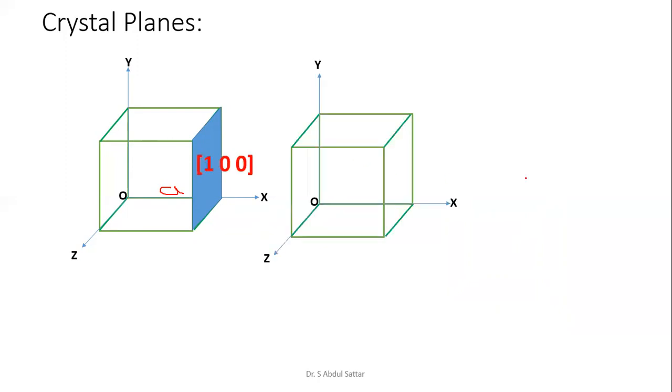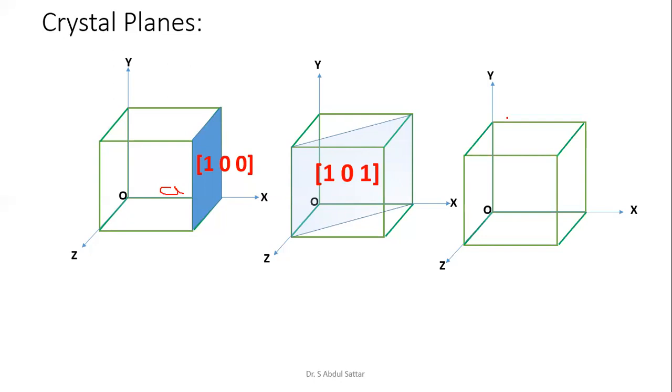And if you take this plane here, it is parallel to the y-axis. So the Miller index corresponding to y is 0, the x-intercept is A, and the z-intercept is C. So A by A is 1, C by C is 1. The reciprocal of 1 is 1, the reciprocal of 1 is 1, and here the index is 0. So this plane is (1 0 1). And if you take this one, the intercepts are A, B, C, so dividing by A, B, C gives 1, 1, 1. The reciprocal of 1, 1, 1 is 1, 1, 1. So this plane is (1 1 1).